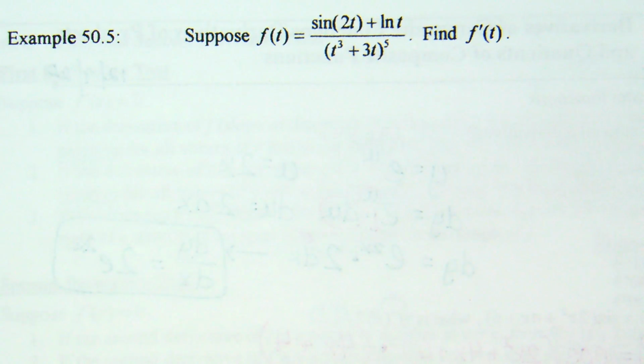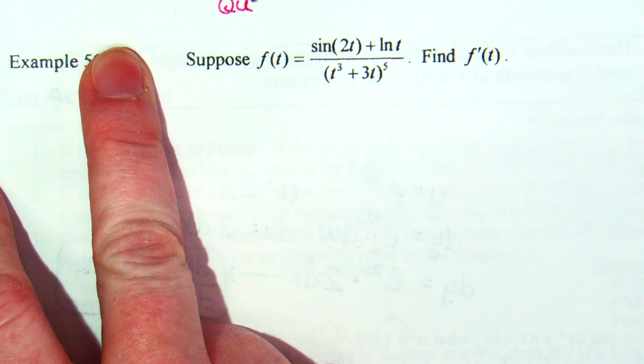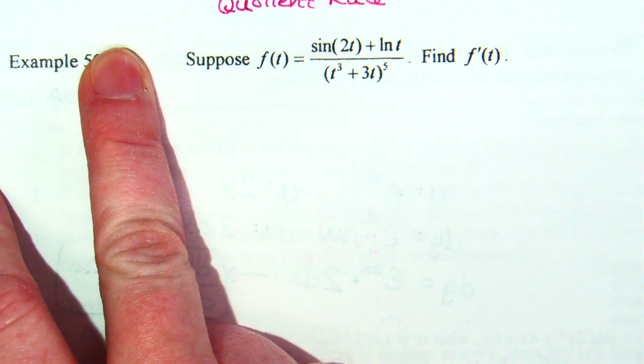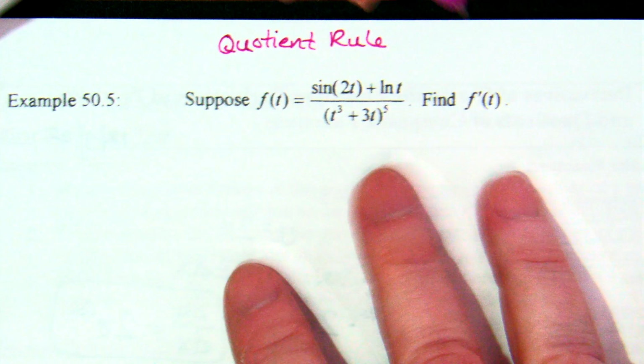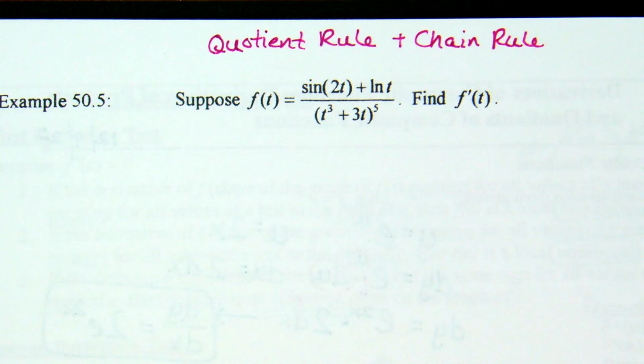Okay, so as we look at this one, f of t equals sine of t plus natural log of t all over t cubed plus 3t to the 5th. What do you have to remember to do here? Yeah. You've got to think quotient rule and chain rule. And when we talk chain rule, we're going to talk the chain rule twice, I think, within this problem.